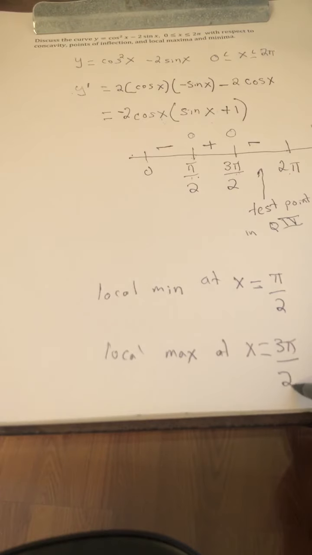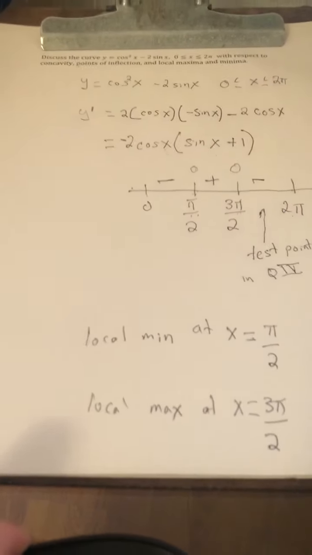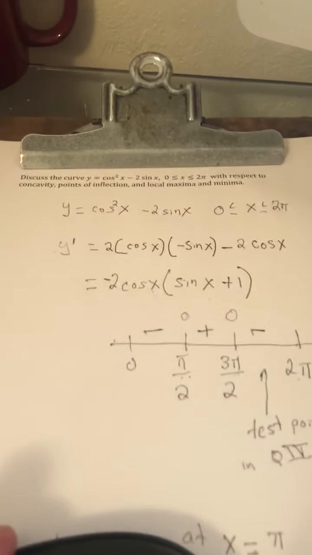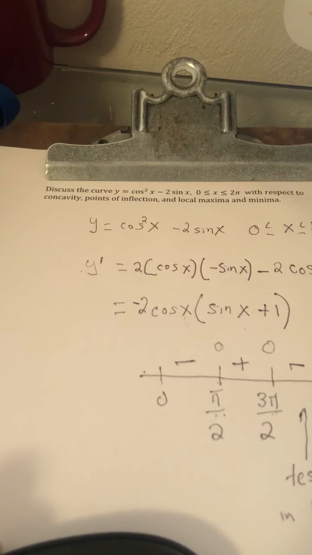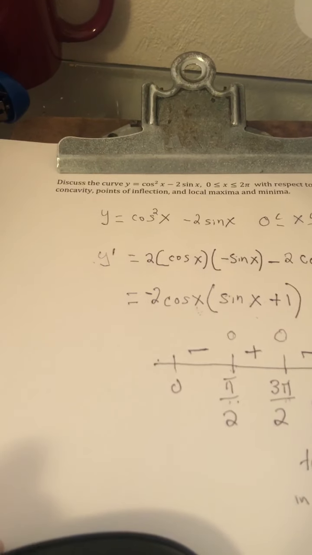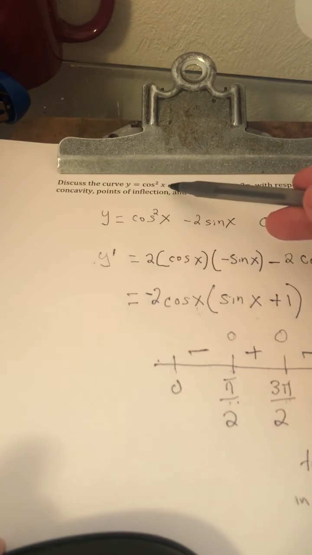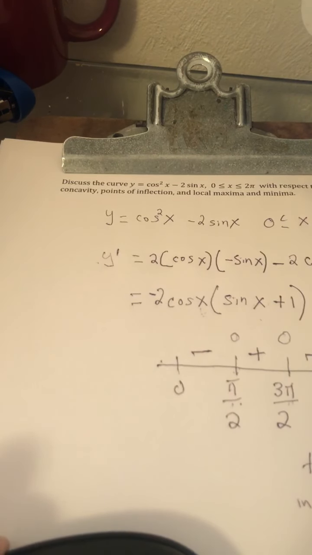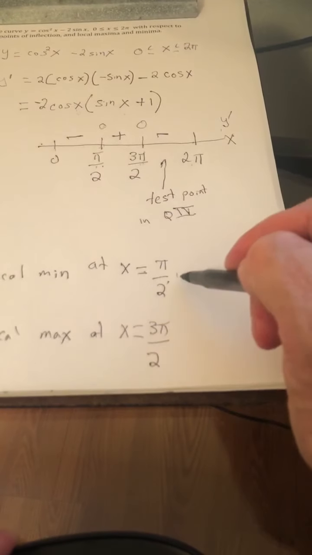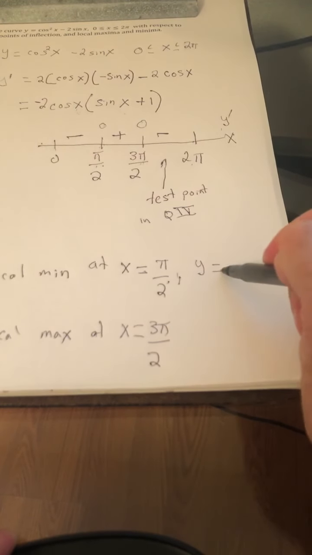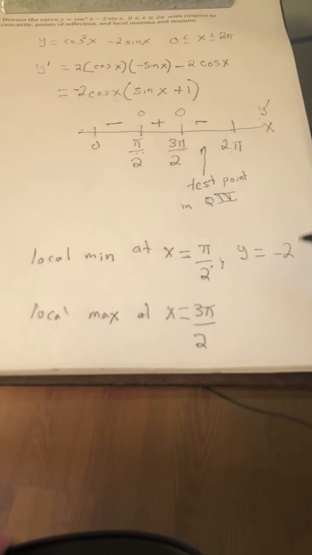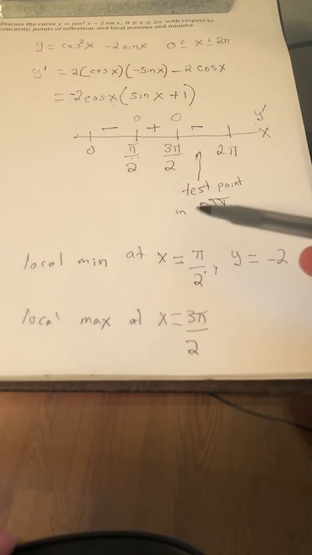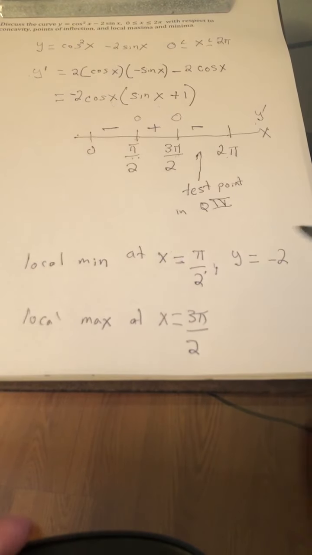So let's go back to our original equation. I want the corresponding y values. At pi over 2, cosine is 0, and sine is equal to 1. So what's going to happen at pi over 2 is y is going to be negative 2. So that's actually the local minimum value. It occurs at x equals pi over 2, but the function value is negative 2.